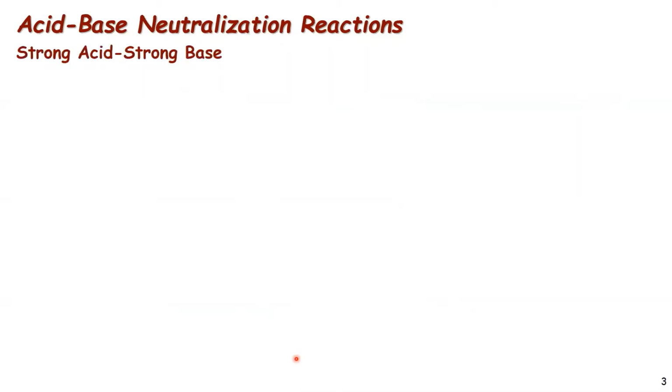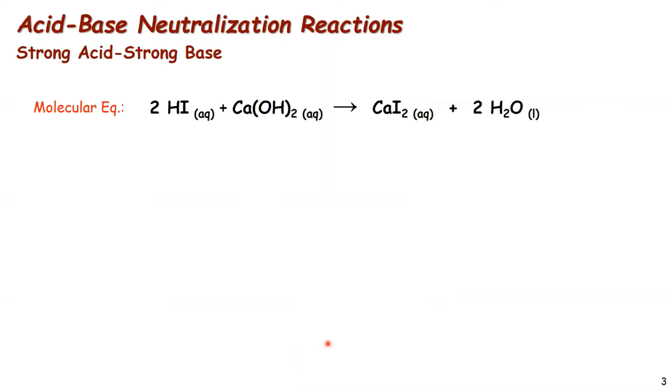So now for strong acid and strong base reactions, for example, here's the molecular equation. Again, in a molecular equation, there are no ions in the equation itself. So here we have a strong acid, hydroiodic acid, reacting with a strong base, calcium hydroxide. Again, we have the exchange reaction. So the calcium, the cation of the second, goes with the anion of the first to form the calcium iodide, our salt. And then we have the cation of the first, the hydrogen ion, reacting with the anion of the second, the hydroxide, to form HOH or H2O.